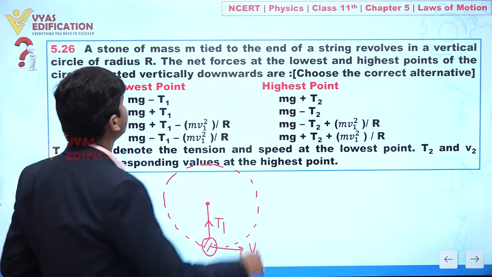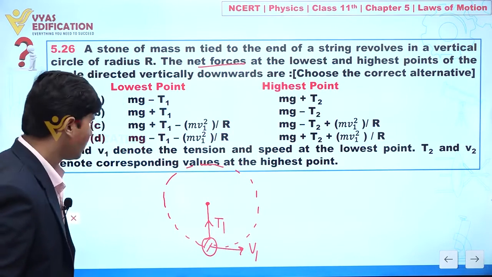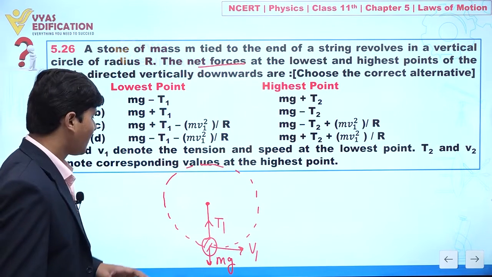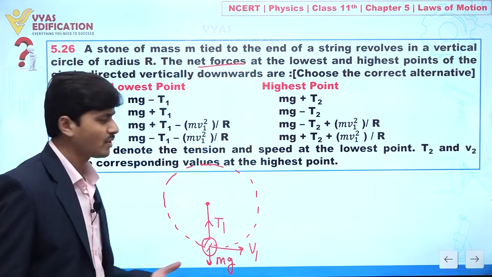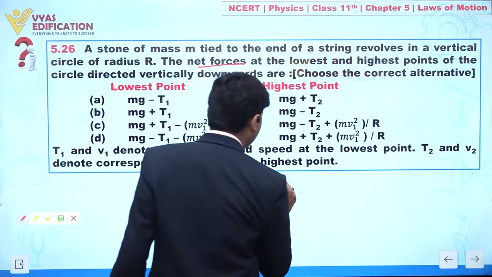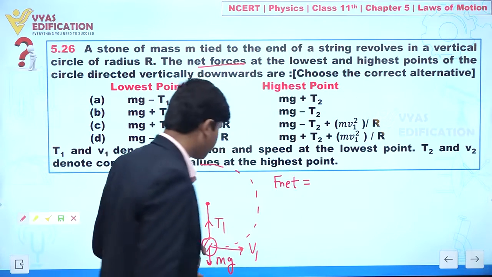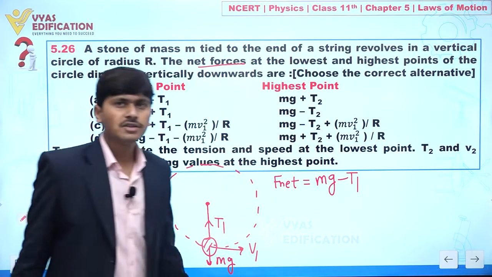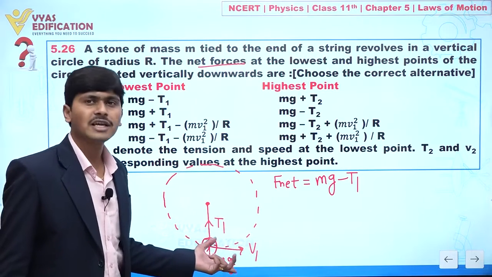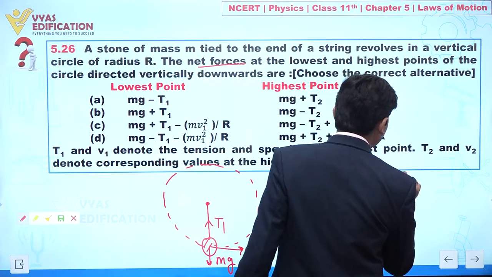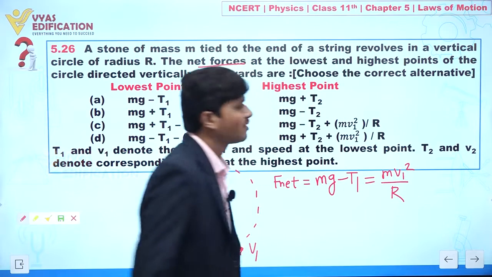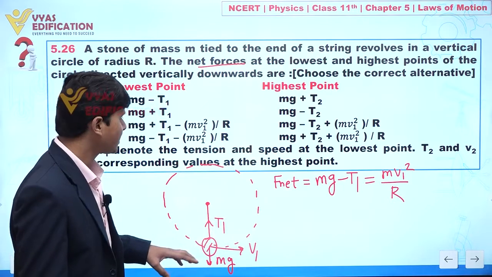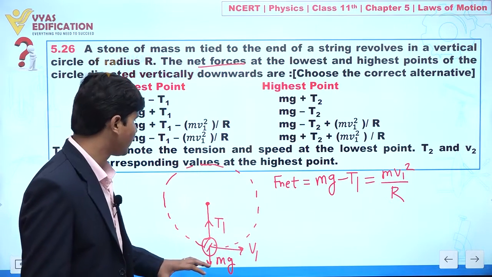Our objective here is to calculate the net force acting. We can say the force acting is mg. Now if we talk about the net force acting at the lowest position, I can say F net is equal to mg minus T1. This is equal to mv1 square by capital R. So our objective in this question is to calculate the net force. The net centripetal force is provided like this.